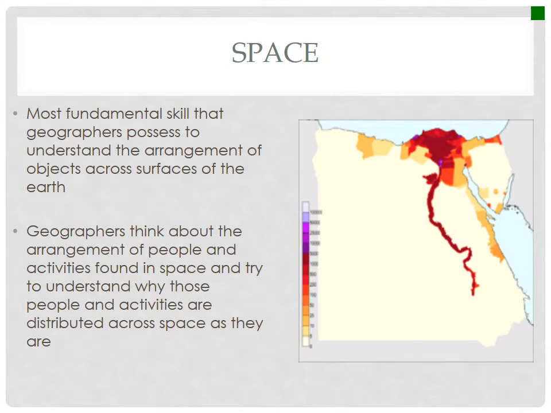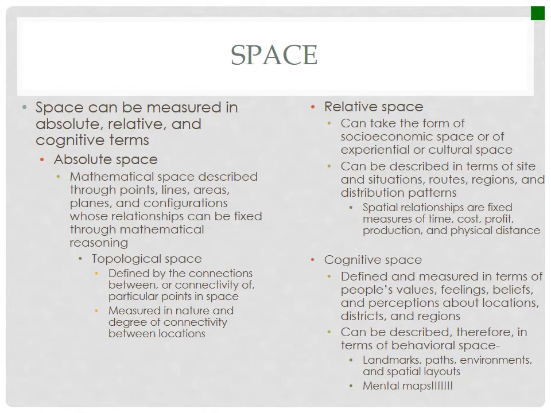Geographers often use space to understand how things are arranged on the Earth. For example, they think about how people arrange themselves, how businesses are distributed, where countries are formed, and things like that when they think about space. Space can be measured in absolute, relative, and cognitive terms. Absolute space, again, is that mathematical positioning using latitude and longitude lines.